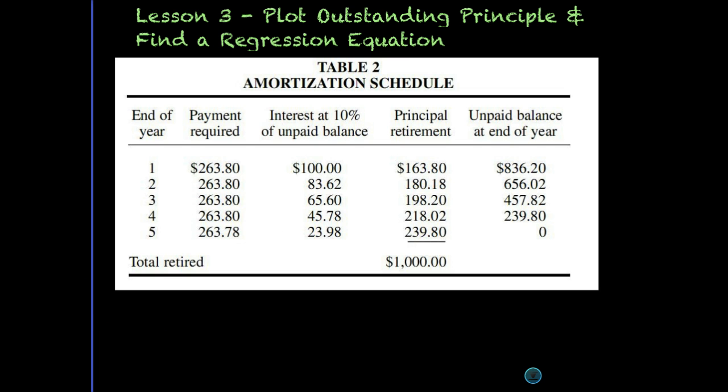Our first set of data. We have an amortization schedule here showing the unpaid balance at the end of the year, each year, over 5 years. And you can see that at the end of year 1, the unpaid balance was $836.20. Each year, they made a payment, and that payment is split between interest and principal, as you know. The principal reduces the unpaid balance each year.